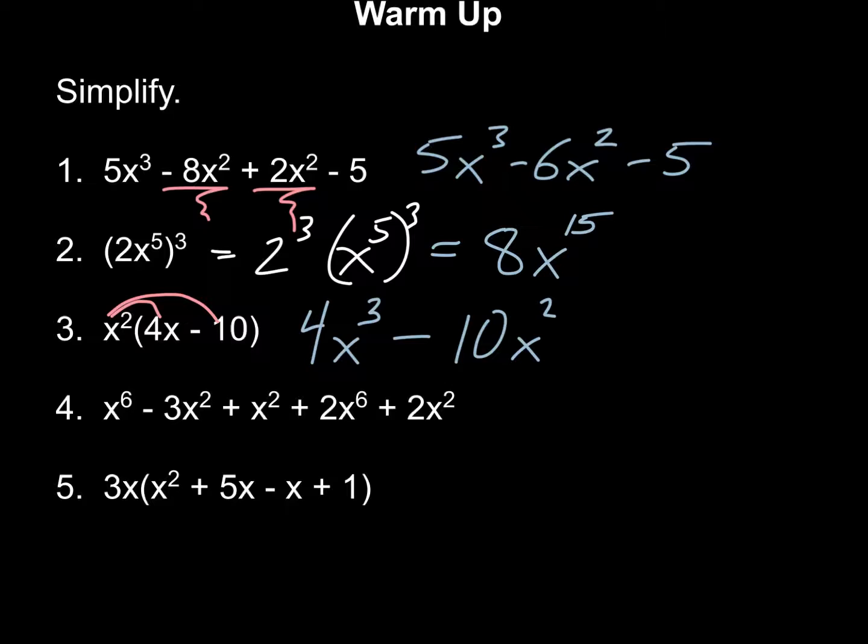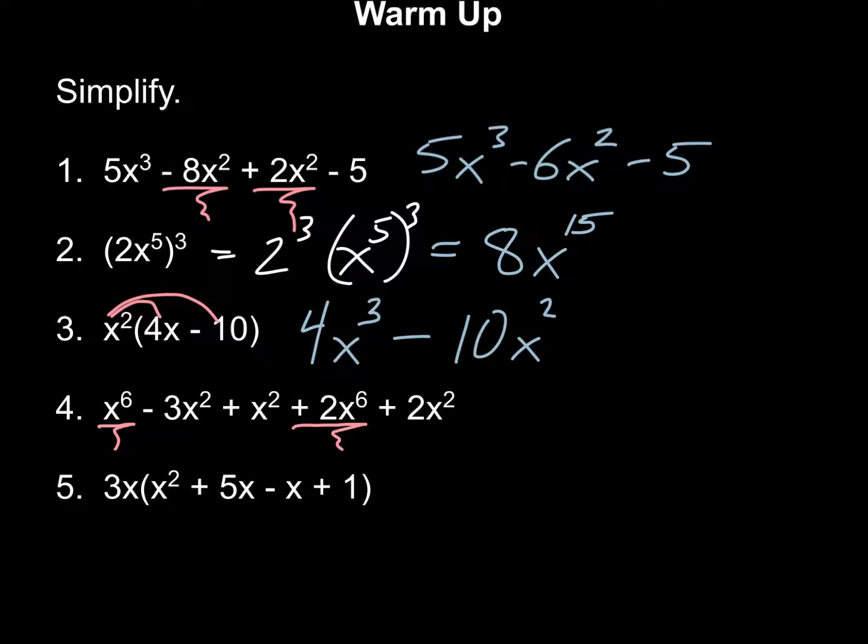Okay, so for number 4, I'm going to start by looking for the like terms because there's a lot of adding and subtracting being done here. So first up, I start with an x to the 6. So I'm going to start by looking for others that are x to the 6. And I do have one other here that's x to the 6. So I'm going to go ahead and start by adding those together. So I got x to the 6 plus 2x to the 6.